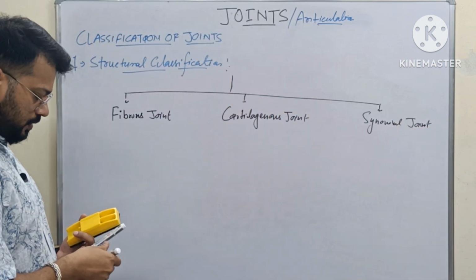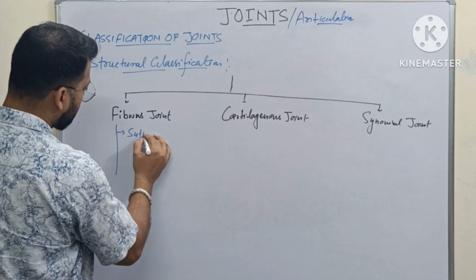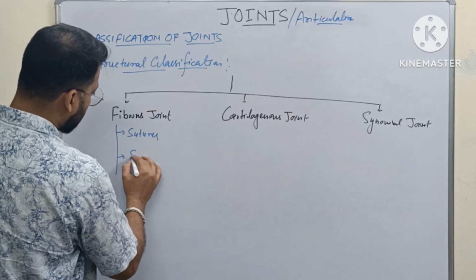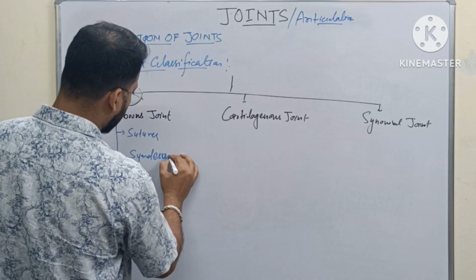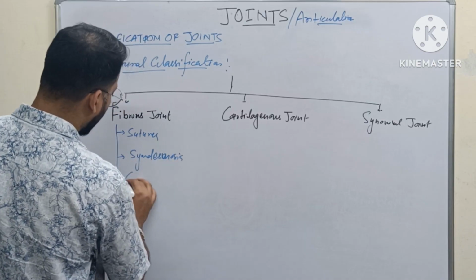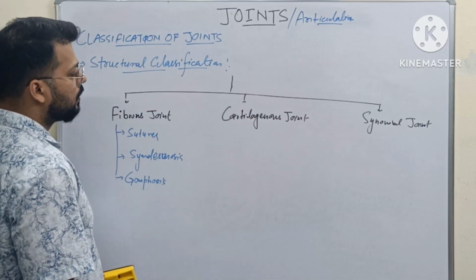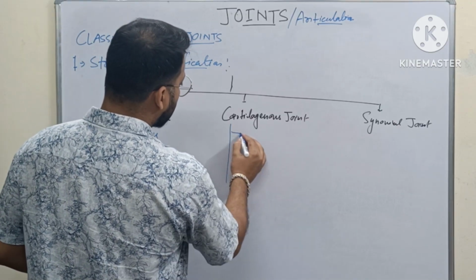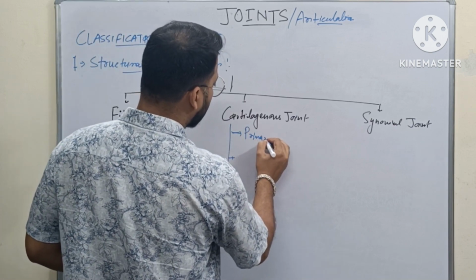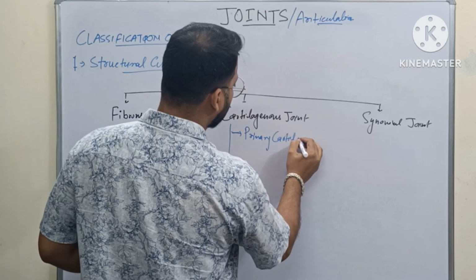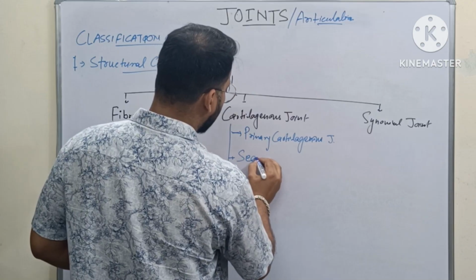Again, fibrous joint is of three types. First is sutures. Second is syndesmosis. And third is gomphosis. Okay. Again, cartilaginous joint is also of two types: primary cartilaginous joint and secondary cartilaginous joint.